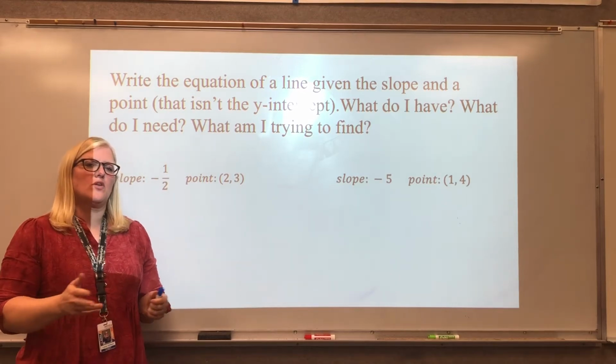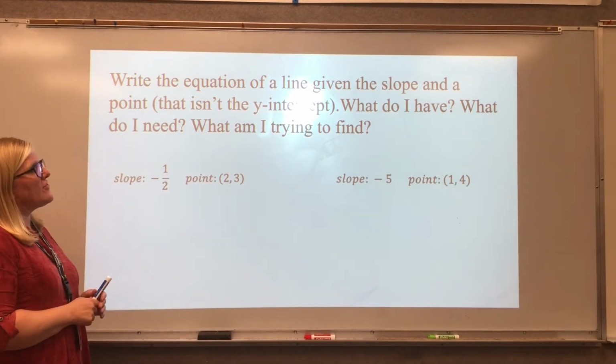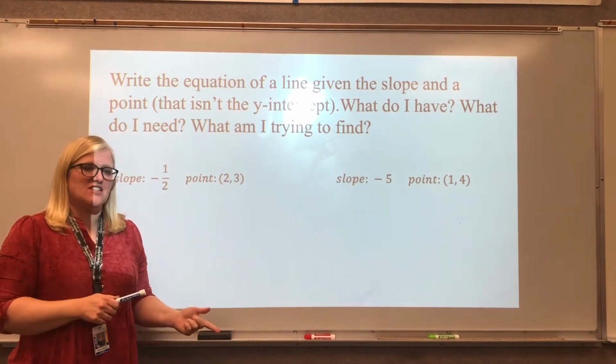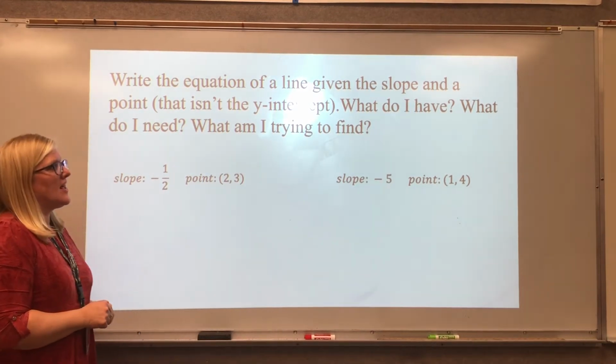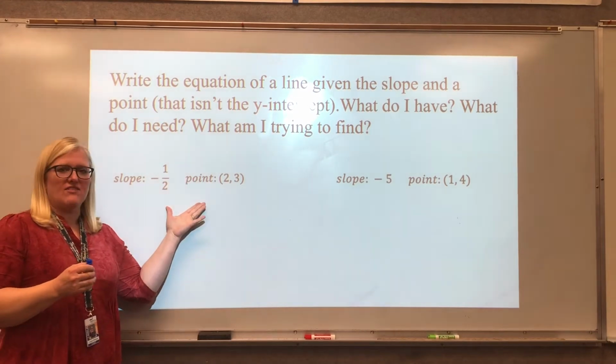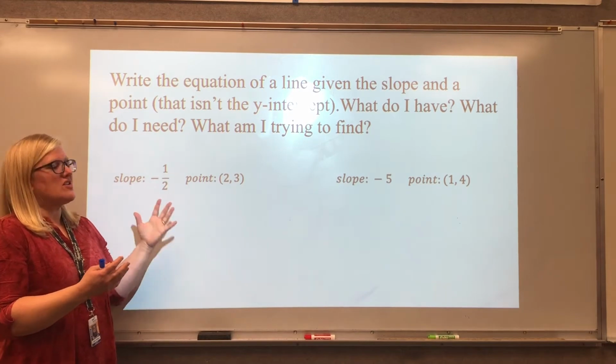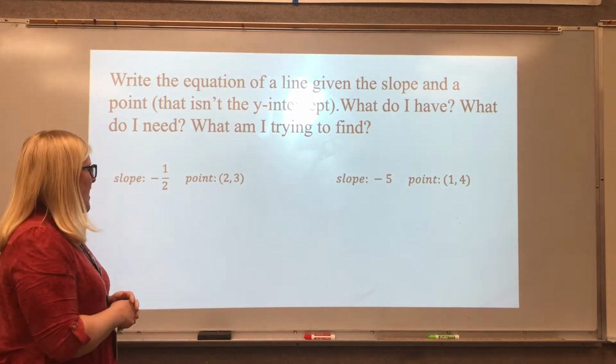Okay, so the next thing we're going to do is write the equation of a line given the slope and a point that isn't the y-intercept. We have to look at what they are giving me, what I need, and what I am trying to find. These are all questions we need to ask.